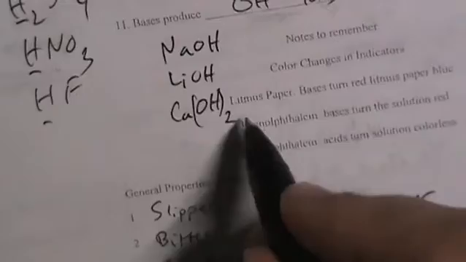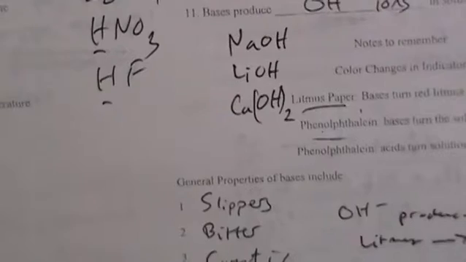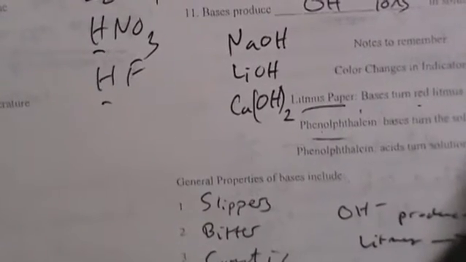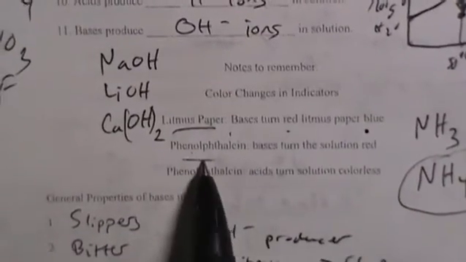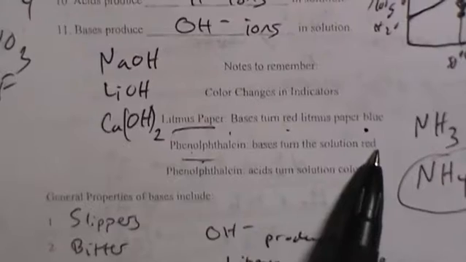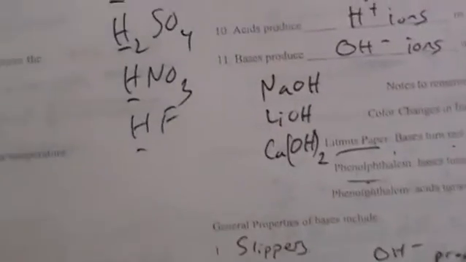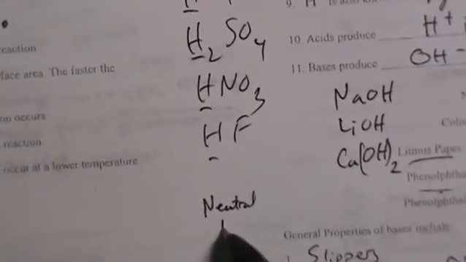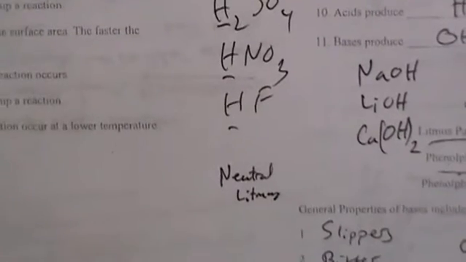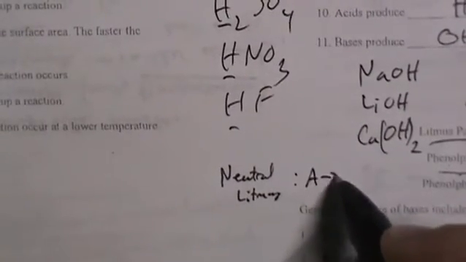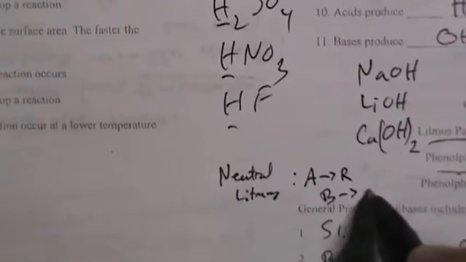Indicators, most important, are litmus paper and phenolphthalein. Litmus paper, bases will turn red paper blue, and acids will do the reverse. Phenolphthalein, bases turn the solution red or a bright pinkish color. Acids turn it colorless. Neutral litmus paper is one that we used in our lab this year. So I'll just add it off to the side. Neutral litmus. Acids are red, bases are blue.